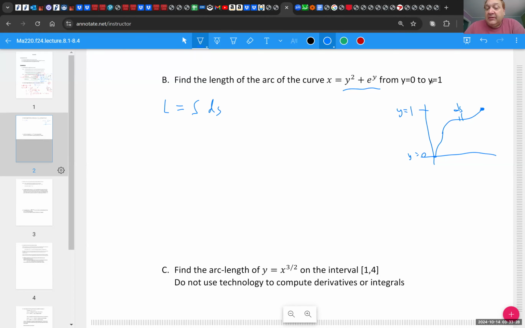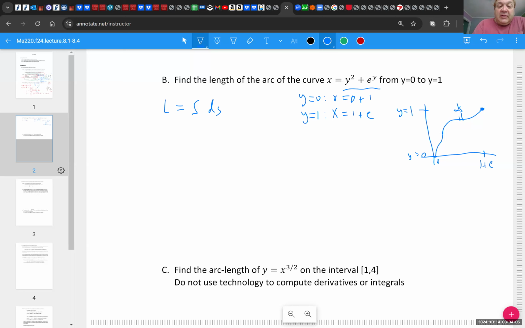If y equals 0, I get 0 squared plus e to the 0. So y equals 0 corresponds to x equaling 0 plus 1, or 1. So this is an x value of 1 here. And if I put in y equals 1, I get the x value of 1 squared plus e to the 1. So it ends here at 1 plus e. So you're welcome to try to put it in terms of x's. You're just going to have to compute a bunch of stuff. You're going to compute the starting and ending x values like that.